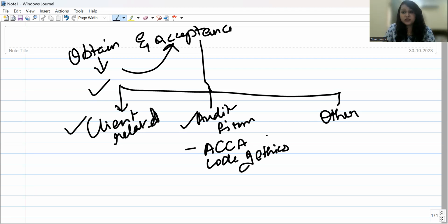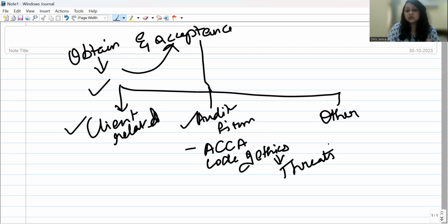If not, what could be the reasons? There are threats, right? There could be possibility of some threats where you will not be able to follow these fundamental principles. What could be the threats? Once you have learned AA, you would have learned all the threats. That is self-interest threat, self-review threat, intimidation threat, advocacy threat, and familiarity threat. So these five threats could arise.